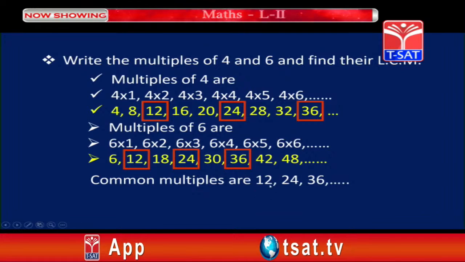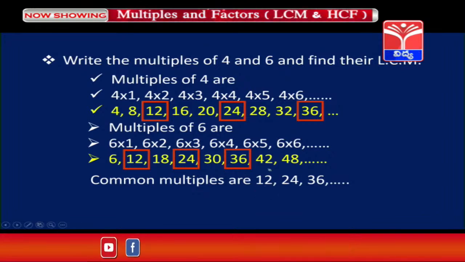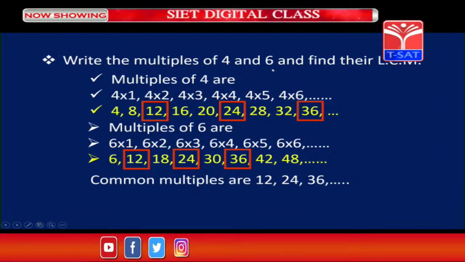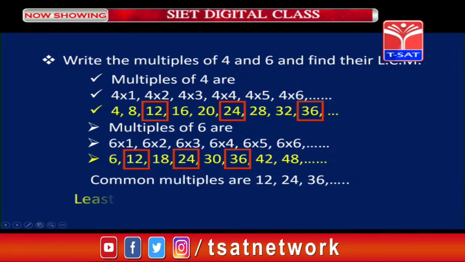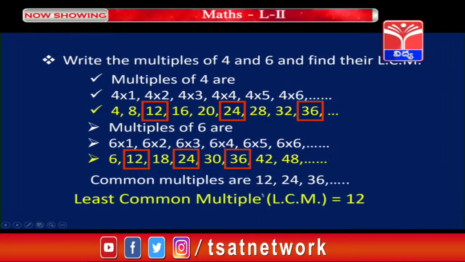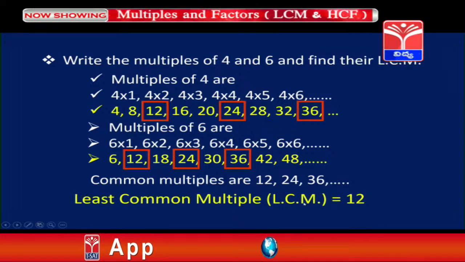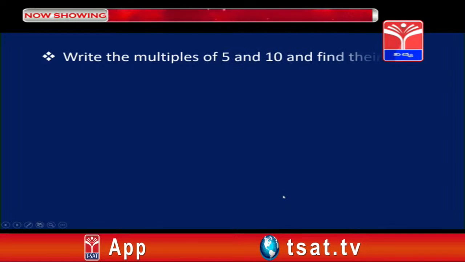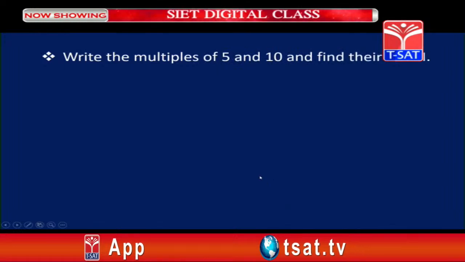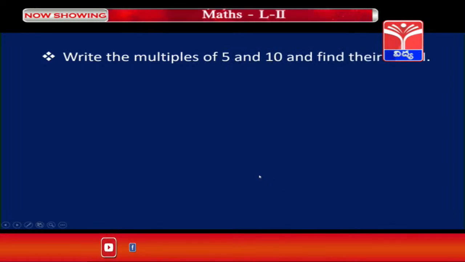What is the smallest one here? Can you write the LCM of these two numbers now? LCM of 4 and 6 is equal to 12 here, the least one. Let us have another example to write the common multiples and note the observations.